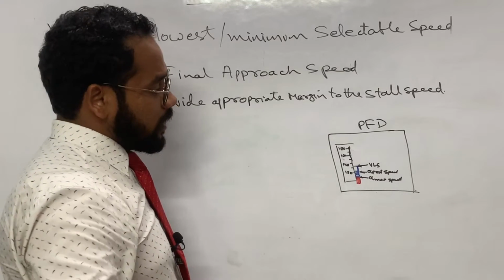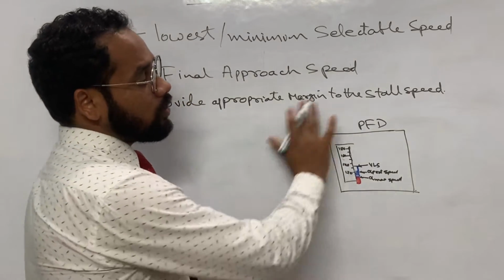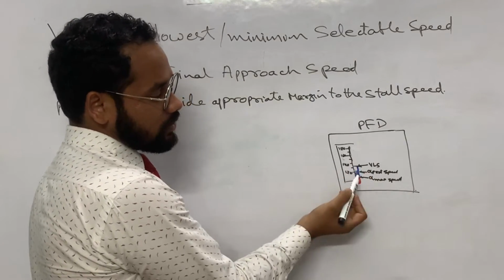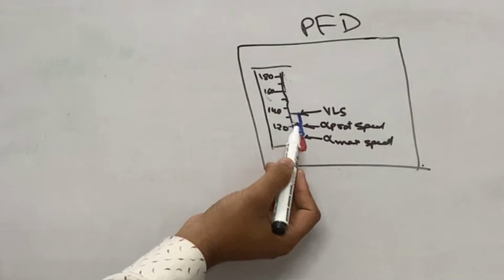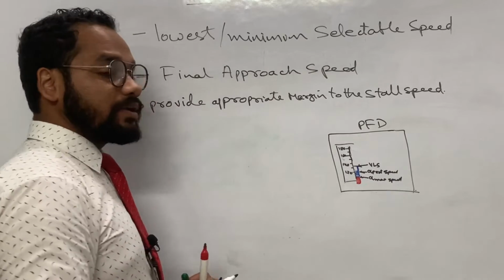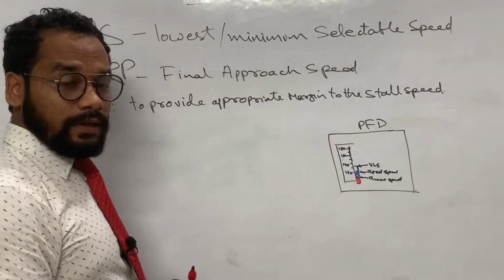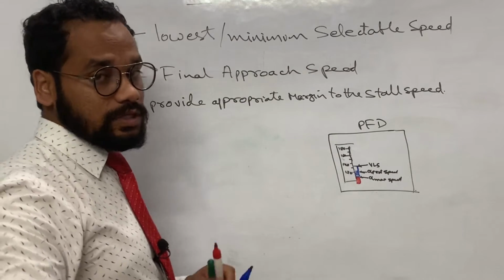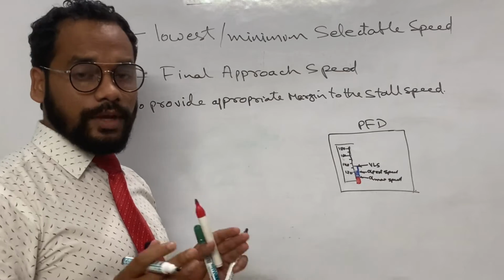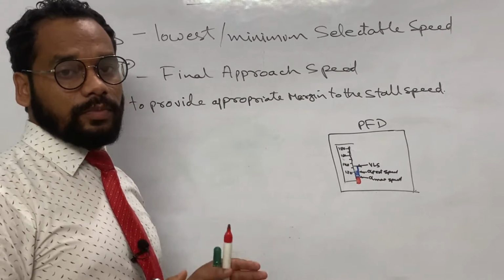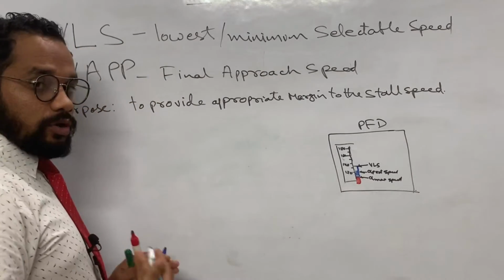Friends, we are concerned more with the VLS here. On the PFD, VLS is indicated at the top part of this amber strip. That's how you identify VLS. Next, VLS can also be seen on the MCDU, and you know, friends, what is MCDU? MCDU is the multi-purpose control and display unit. There are two MCDUs in the cockpit of the Airbus A320 mounted on the center pedestal. I'm just drawing one of the MCDUs.